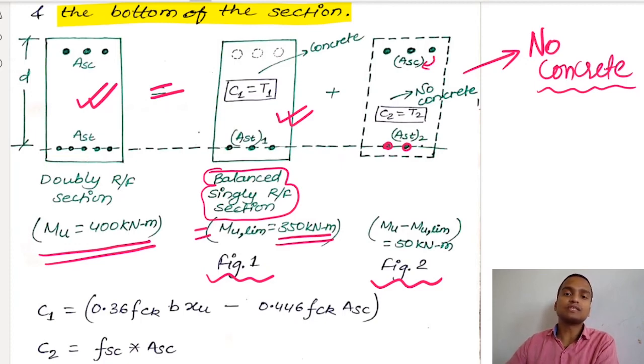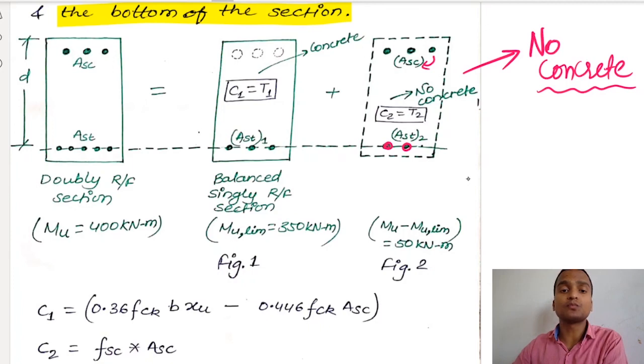This Asc and this Ast2 are positioned in such a way that they balance each other, and the moment that they are going to resist is equal to Mu minus Mu limiting, which in our case, suppose it was 400 kilonewton meter and then 350 kilonewton meter, is 50 kilonewton meter. So this portion can easily carry 50 kilonewton meter. So ultimately we will get the beam as Mu equal to 400 kilonewton meter.